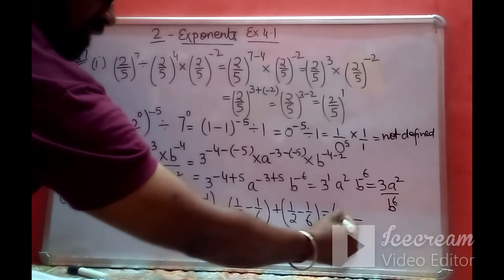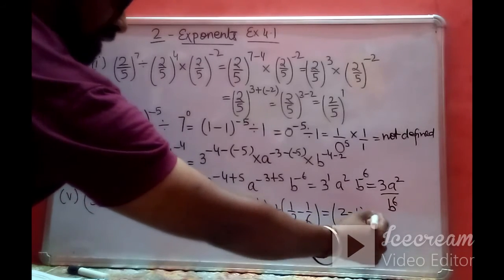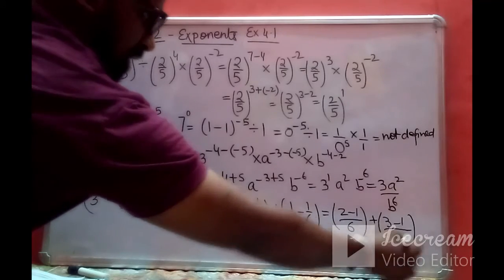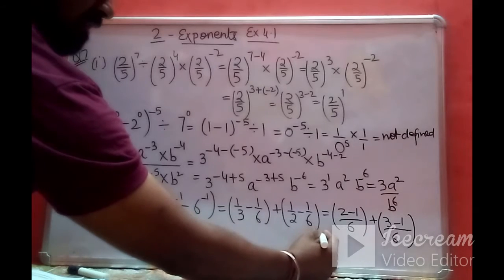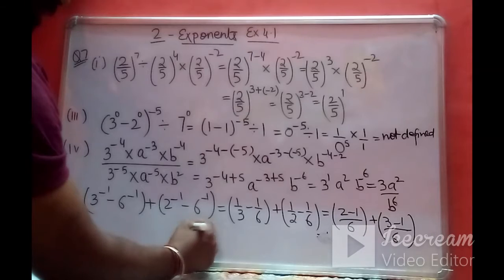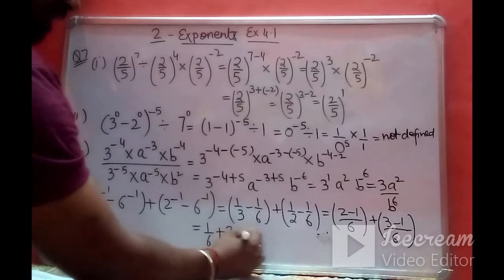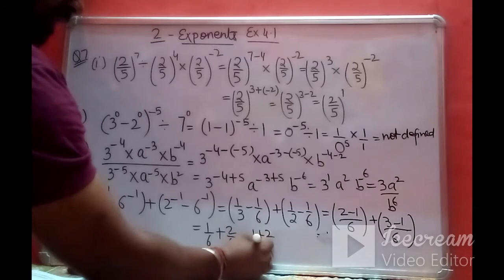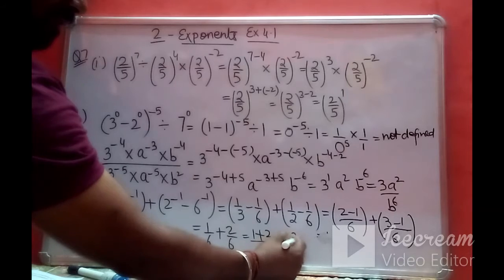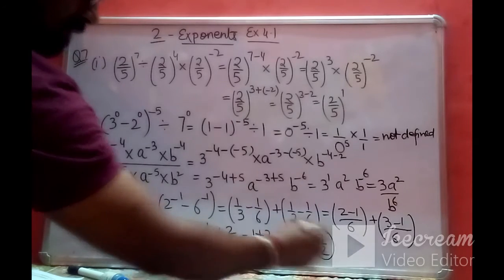So in the first fraction we will take the LCM. 6 is the LCM, 2 minus 1. Again here also 6 is the LCM, so it is 3 minus 1. So what will be our answer? Our answer will be 1 by 6 plus 2 by 6. And since the denominators are the same, it will be 3 upon 6, and when we solve we will get the answer as 1 by 2.